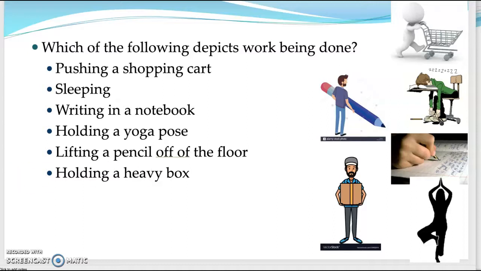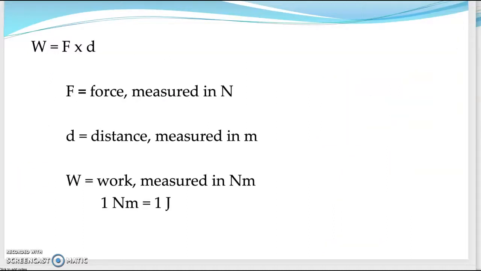So in our calculations videos, we had written this down on our special physics sheet of science. Work is force times distance. Force is measured in newtons. Distance is measured in meters. And work is newton meters, which works out to a joule, which is also energy.